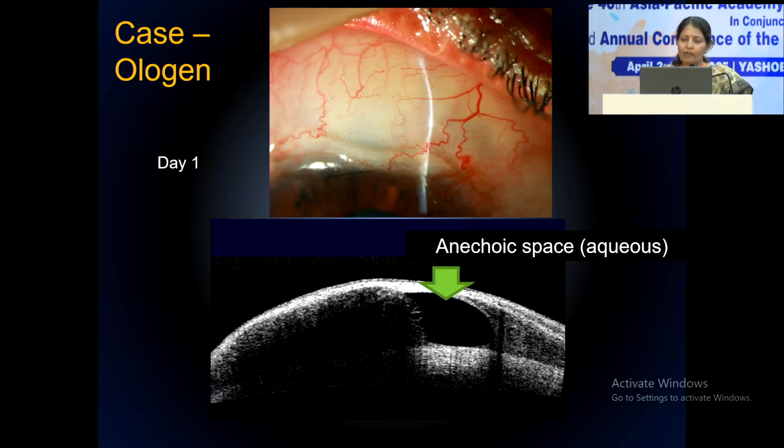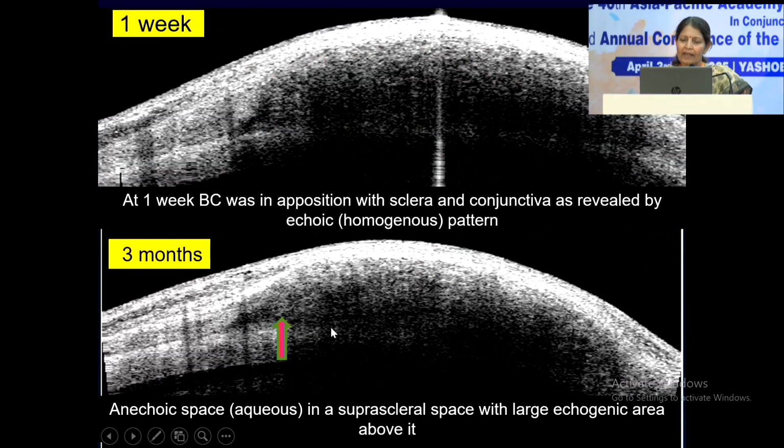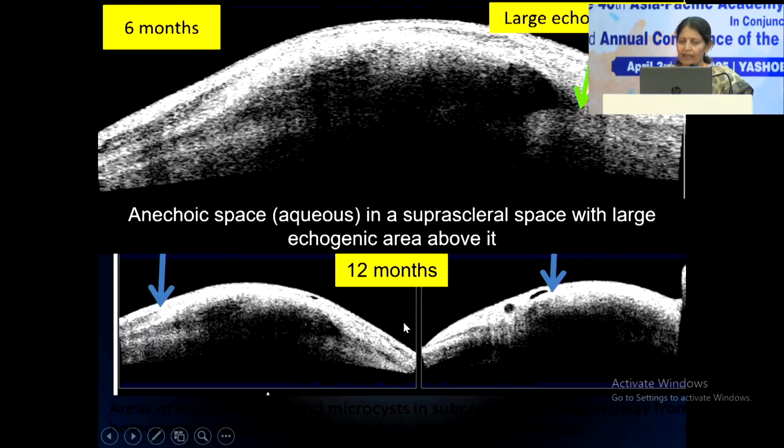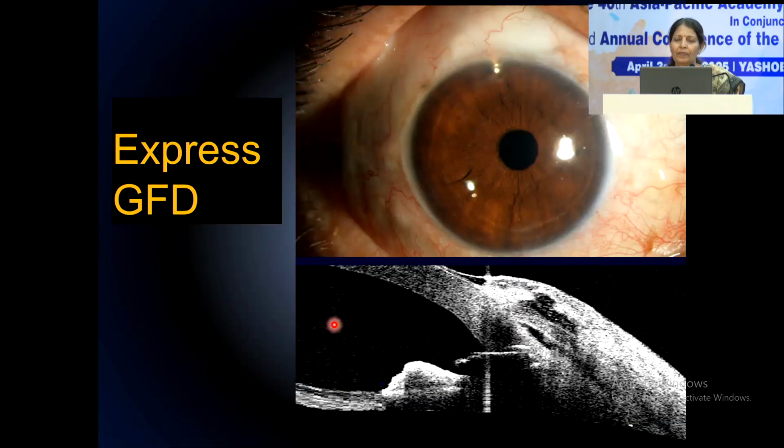So this is the anechoic area. On day 1, you can see the homogeneous implant. At 3 months, you can see the aqueous pockets coming up. Aqueous areas are seen, and at the end of 12 months, there is a total shrinkage of the implant here and good cystic spaces in the suprascleral region with small microcystic spaces on the side.